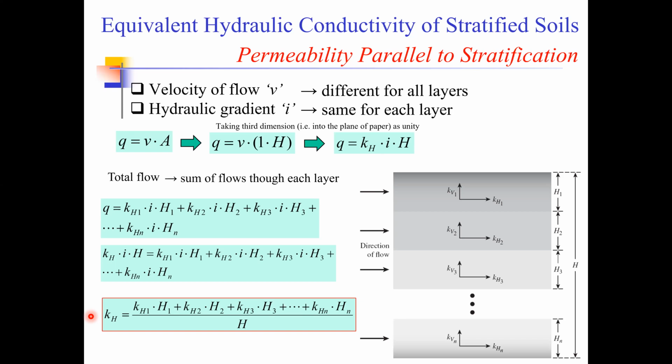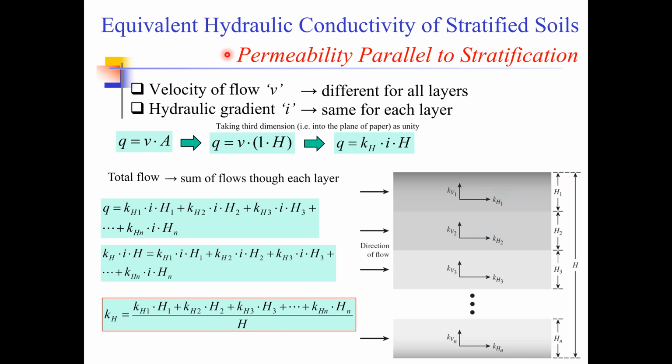So if you remember this equation, you can easily determine the equivalent hydraulic conductivity parallel to the stratification. So what we have here is K_H, which represents the equivalent hydraulic conductivity parallel to the stratification. You need to input the hydraulic conductivity of layer 1 times height of layer 1, plus hydraulic conductivity of layer 2 times height of layer 2, and so on. Divide it by the total height and you'll get the equivalent hydraulic conductivity. So this was how you can determine the permeability parallel to the stratification.